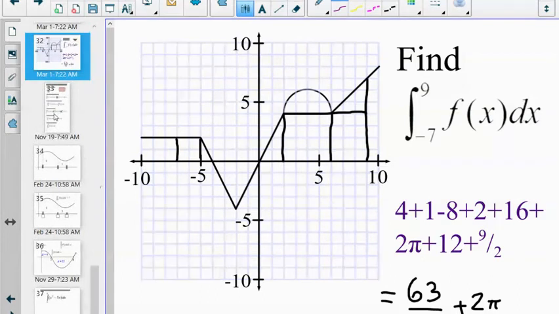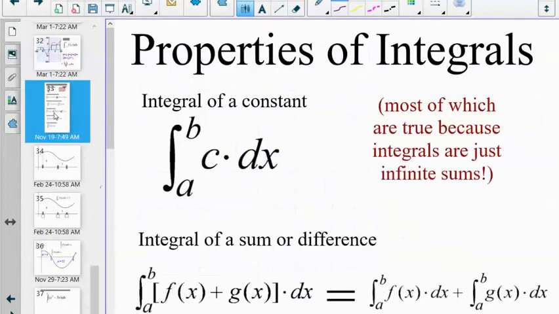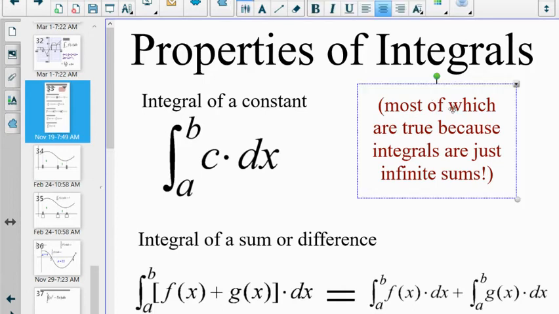There's a whole bunch of different properties. I'm going to go through these. I'm hoping to do this in a way that's efficient yet informative. I'll probably get rid of this note. I'll point out that most of the properties of integrals are true because integrals are just infinite sums. I'm adding up a whole bunch of things. And so a lot of properties of integrals come from just properties of things being added together. Although that's not exactly true for this first one.